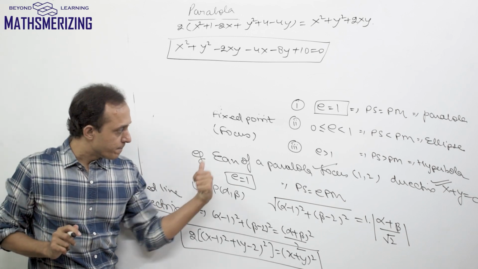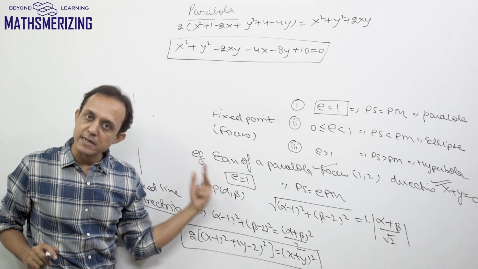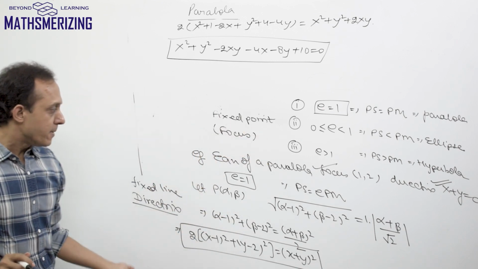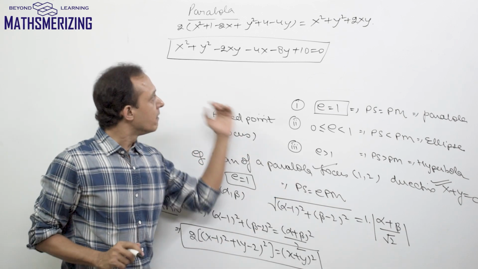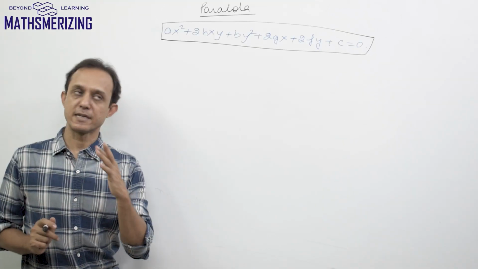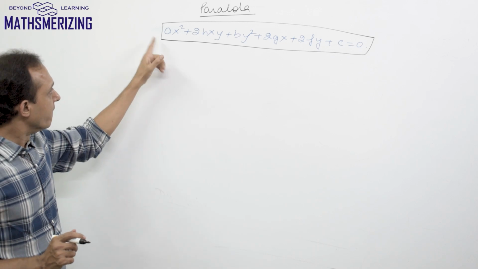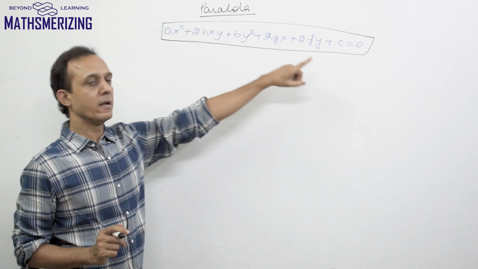So if we are given the fixed point, a directrix, and an eccentricity, then simply using PS equals e times PN, we can write the general definition of any given conic. In the previous section, it can be noticed that any general equation of a conic will be a second degree equation in x and y.